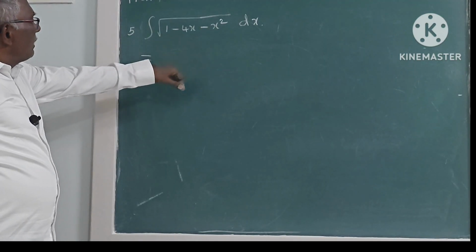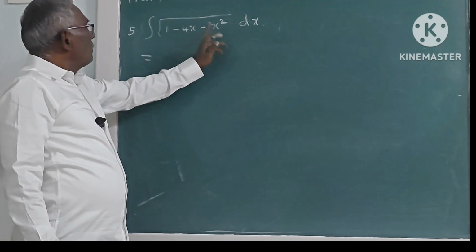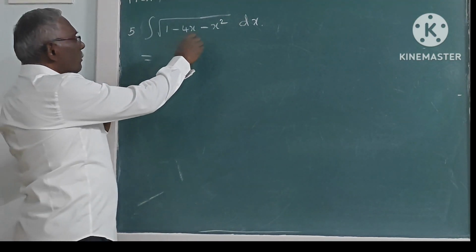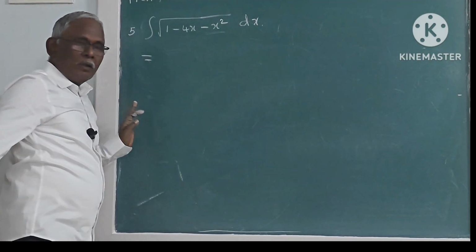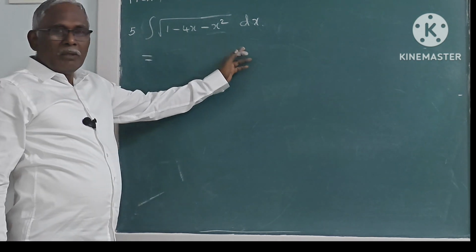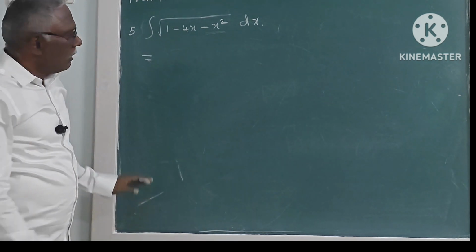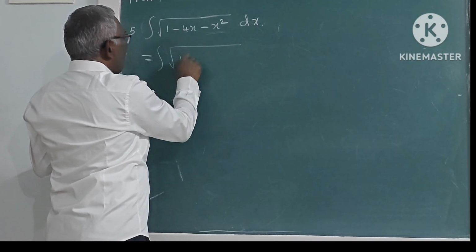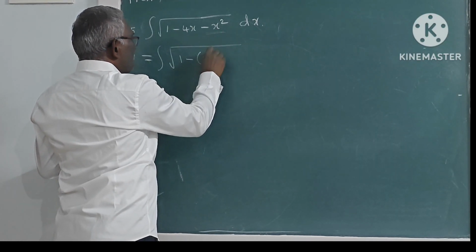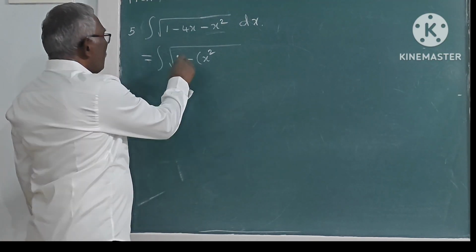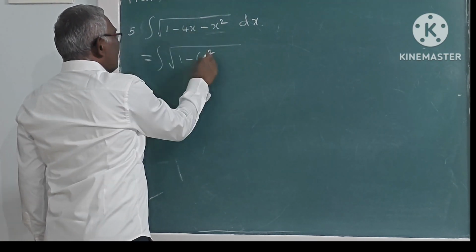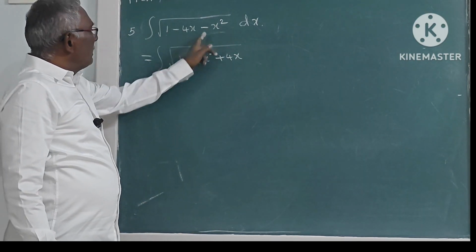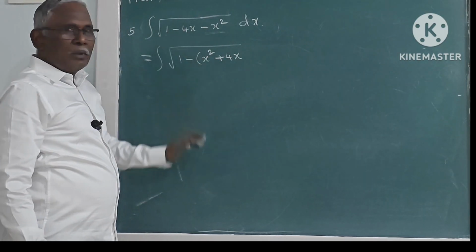So in this integral, square root of 1 minus 4x minus x square dx, minus x square is there. So that means we can write this in the form of a square minus x square form only. So integral square root of 1 minus x square, when you take the minus here, it will become plus 4x. Minus x square, minus into plus minus, minus 4x.